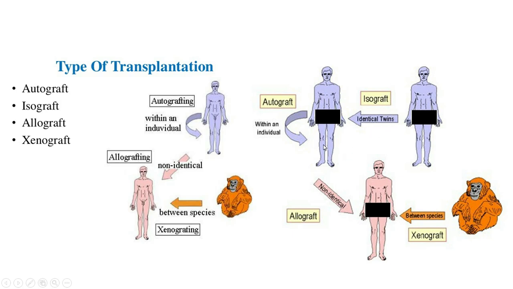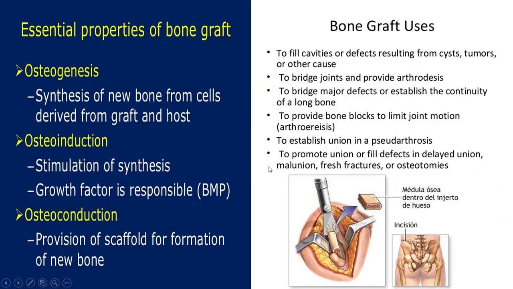Now, sometimes we need a tissue graft that can be processed from another species, like a research monkey or bovine. If we take the graft from another species, that is called xenograft. Okay, I think your concept is now clear.